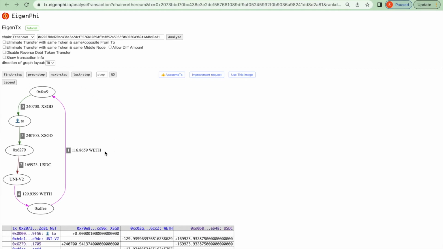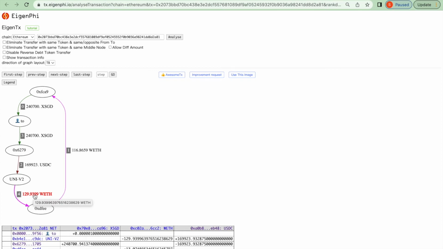The flash boy uses 116 WETH to exchange for 240,000 XSGD and passes through the contract address, which is labeled as an MEV bot on EtherScan. Then exchange it in Uniswap V3 to get 169,000 USDC. And the last step is to exchange it back to 129.9 WETH in Uniswap V2.